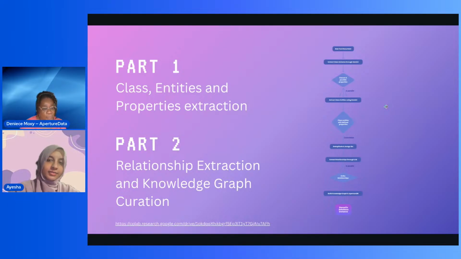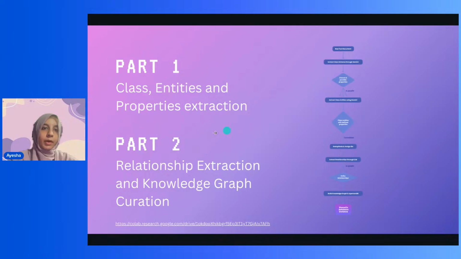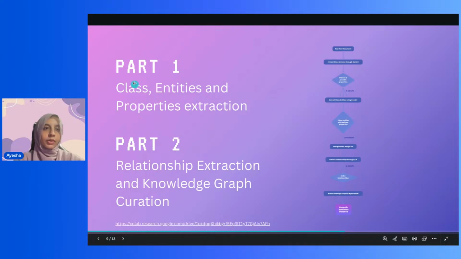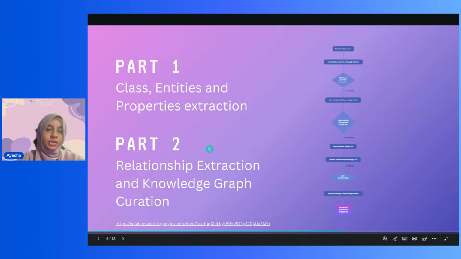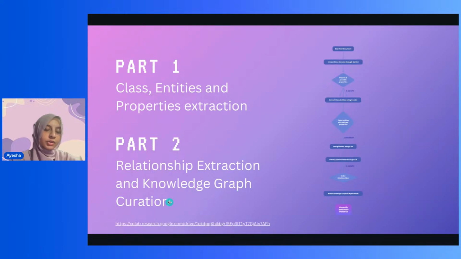Thank you. Okay, so with that being said, let's start with part one and part two. They're in the same notebook, and I'll go over this diagram. In part one, we will extract the classes, basically the categories of entities, and then the entities and their properties themselves. In part two, we'll create relationships between these entities, and this will itself curate the knowledge graph, and then we will ingest everything into an ApertureDB database.